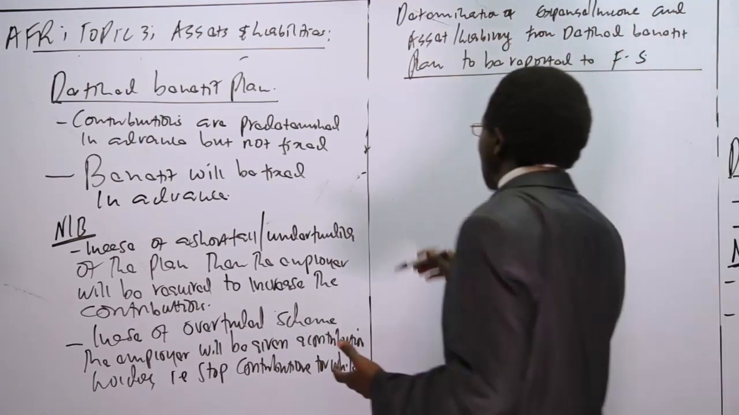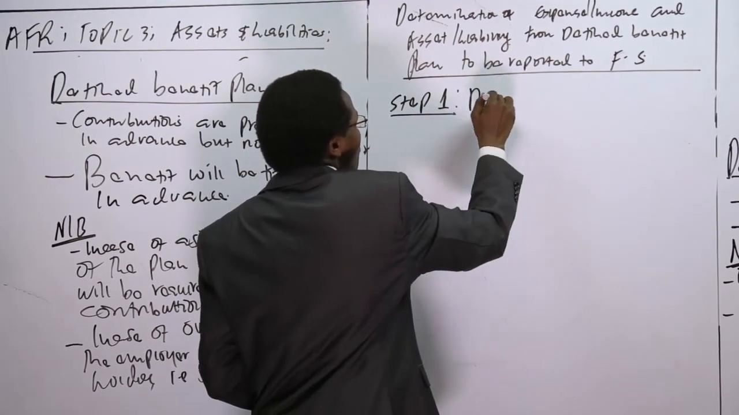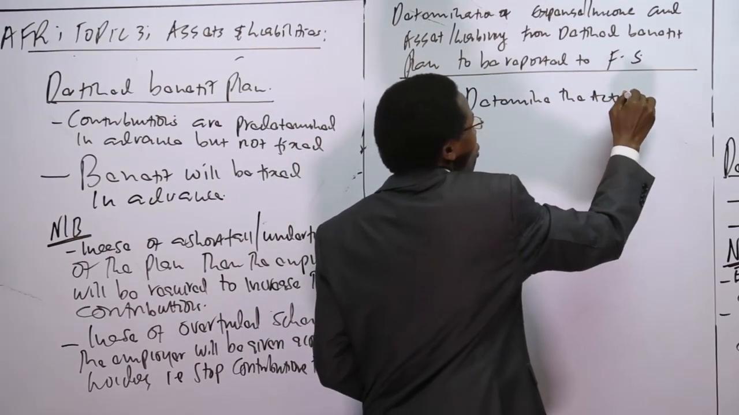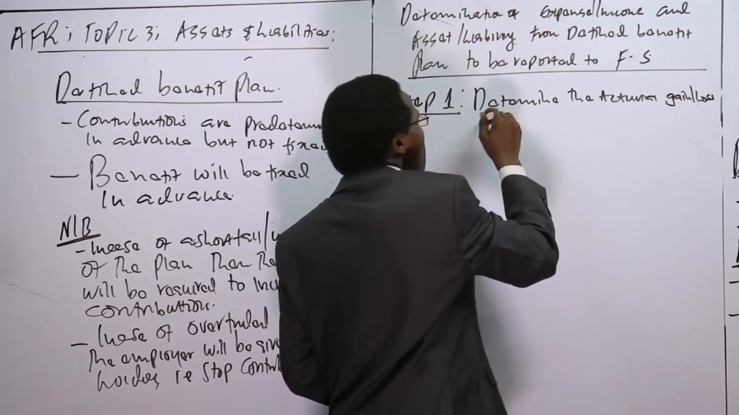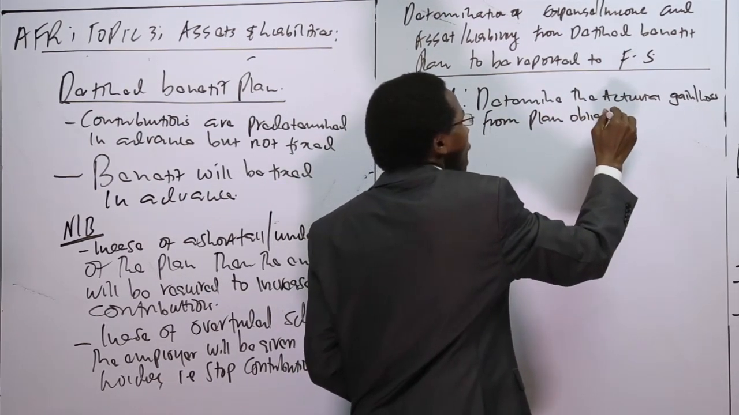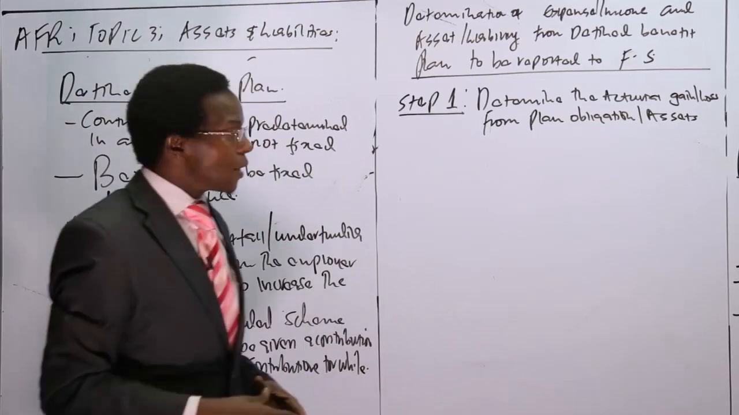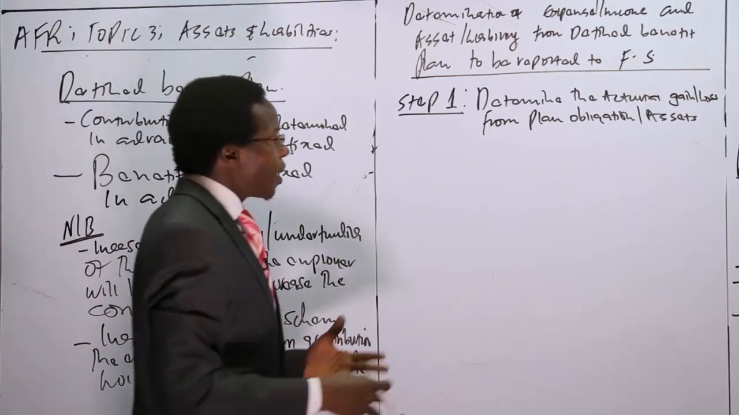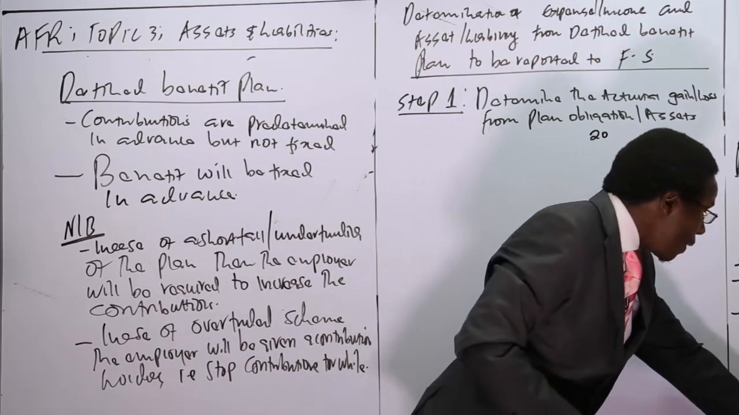There are various steps. Step number one, we have to determine the actuarial gain or loss from plan obligations and the plan assets. That's step number one. Determine the actuarial gain or loss from plan obligations or assets. How do we go about this? For example, let me talk about the obligations first.